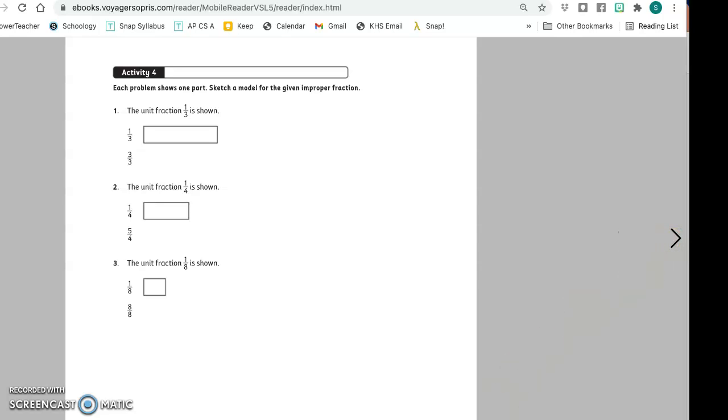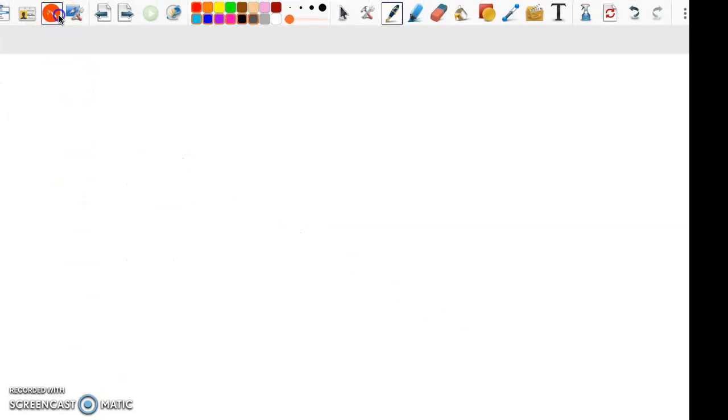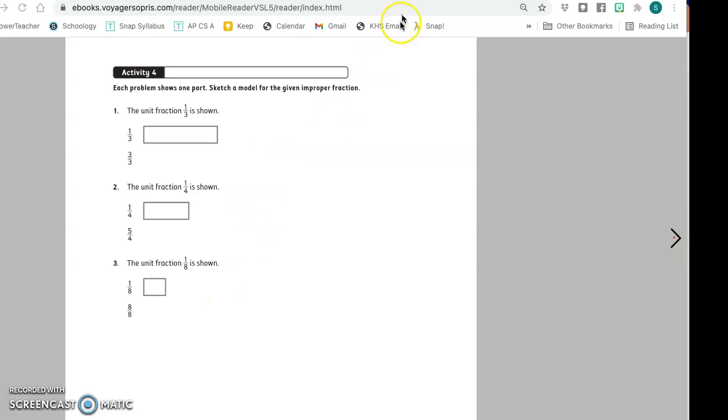There we go. Activity 4. All right, each problem shows one part. Sketch a model for the given improper fraction. Here I have the unit fraction of 1/3, and they want me to show 3/3, right? So here's 1/3, and I need 3 of these thirds to show, right? So another third here, and another third here, and I have a total of 3/3.